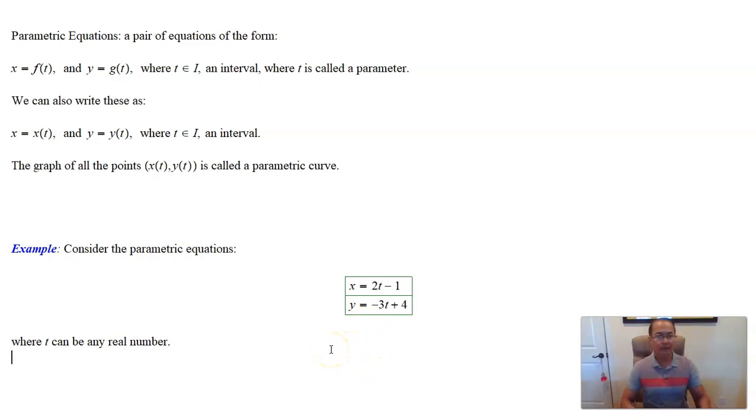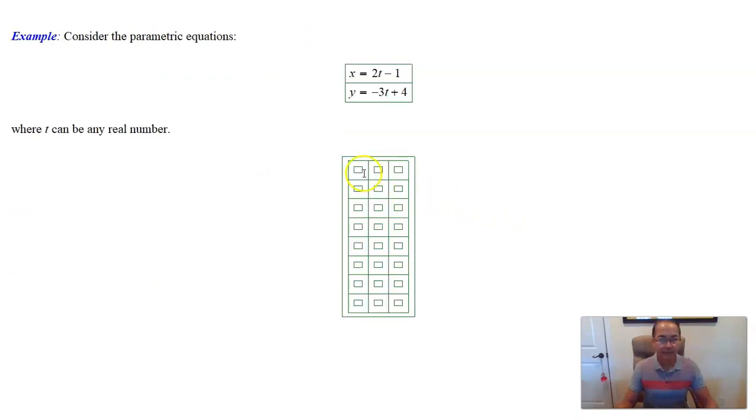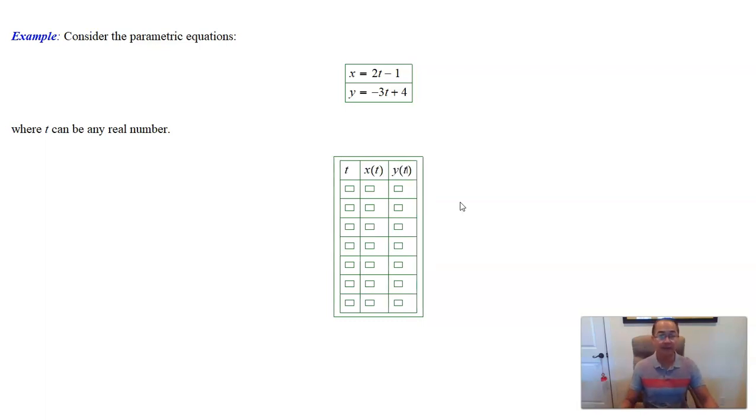Okay, so we're going to plot some points. And to do that, let's construct a table. All right, here's an empty table. So we're going to specify the t value in the first column, and then we will compute x of t in the second and y of t in the third. Okay, so even though t can be any real number, let's keep it simple. How about let's put 0 here in the middle, and then let's go from negative 3 to negative 2 to negative 1, 0, positive 1, positive 2, positive 3. Okay, we're just going to plug in points.